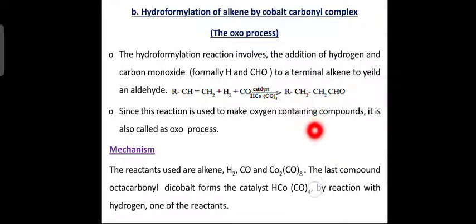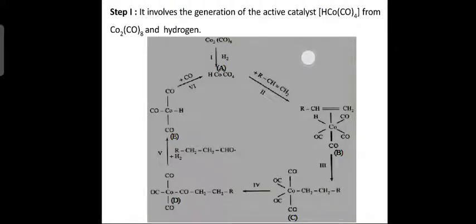The mechanism consists of 6 steps. So, there are 6 steps in the mechanism. Now, we will study one by one which are these steps. Step 1: this involves the generation of the active catalyst HCo(CO)4 from octacarbonyl dicobalt and hydrogen. So, Co2(CO)8 and hydrogen you can use to generate this catalyst.